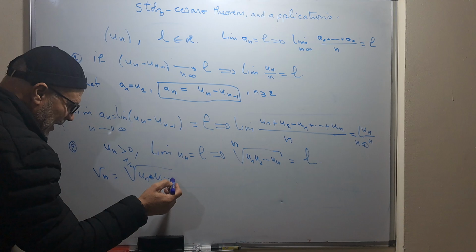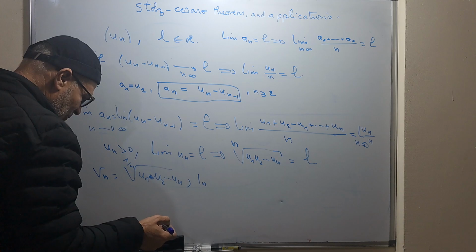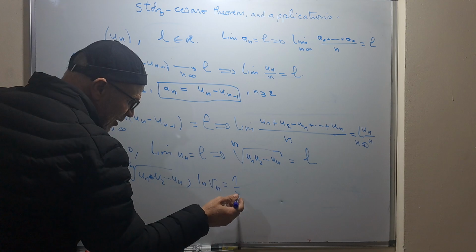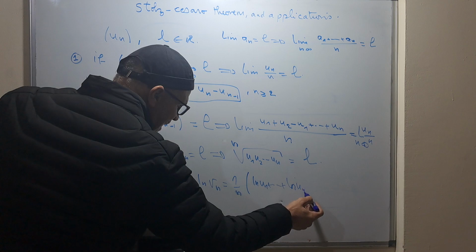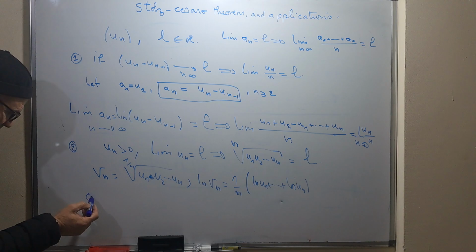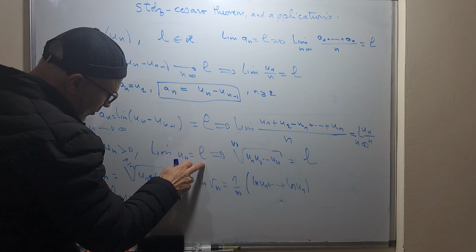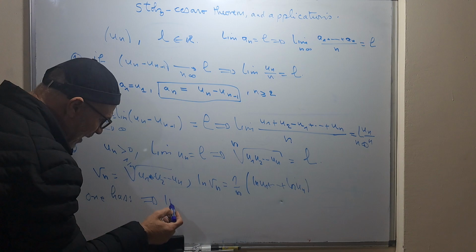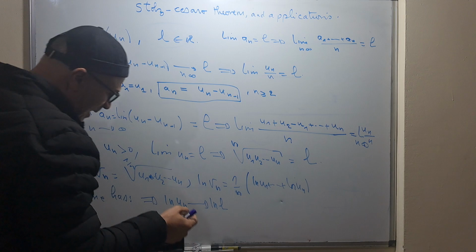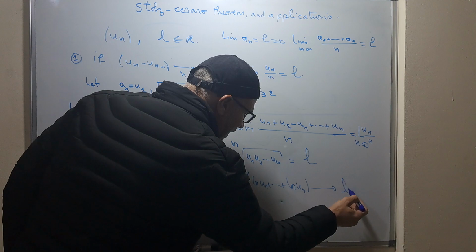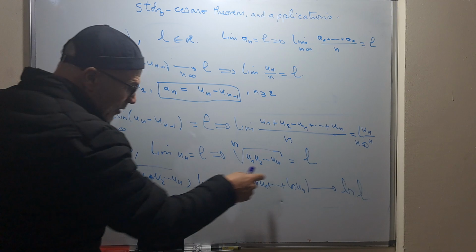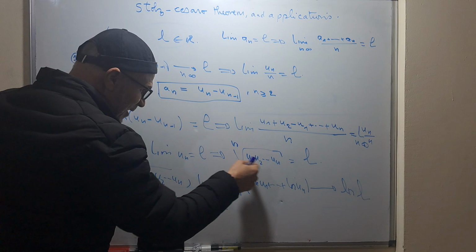We know that ln is a continuous function, so we can use it, and we get 1 divided by n of ln u1 plus ln un. As un converges to L, and since ln is a continuous function, then ln un converges to ln L. So using the previous result, this will go to ln L. Ln vn goes to ln L, so vn goes to L. This is a direct application of the previous result.